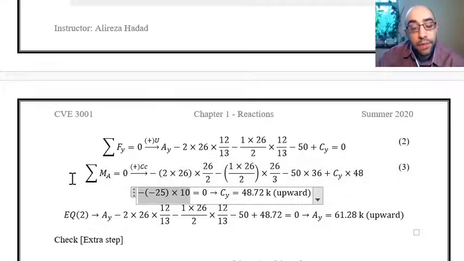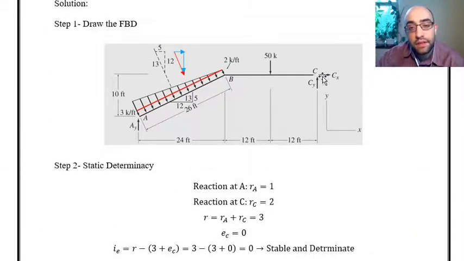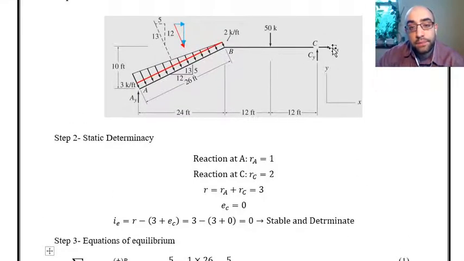Please make sure you understand the meaning of these two signs. The first minus is because I assume the Cx is in this direction, and then the moment that it creates based on this free body diagram is in the clockwise direction, right? But when I calculated the Cx, I found it as a negative value, which means that the actual direction is to the left.